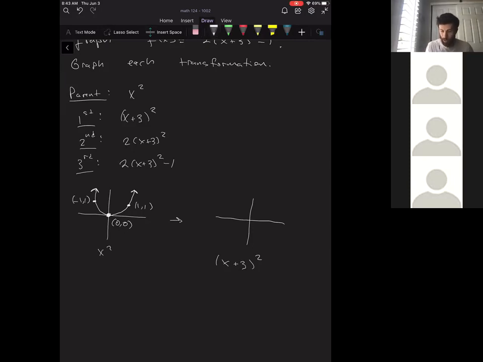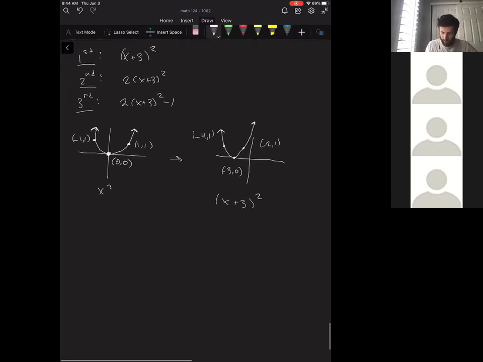Shifting to the left means we're subtracting 3 from all the x values. So the x value in that point is 0, and now it's going to be minus 3. So we have minus 3, 0. Notice the y value doesn't change. We're only moving to the left and to the right. The point 1, 1 gets moved over to the left, so now it's at minus 2, 1. And the point minus 1, 1 will get moved over to the left 3 units, and now it's at minus 4, 1. Then we connect the dots with that same shape. All right, so there's the next graph. And now number 2, our second transformation, the 2 in the front.